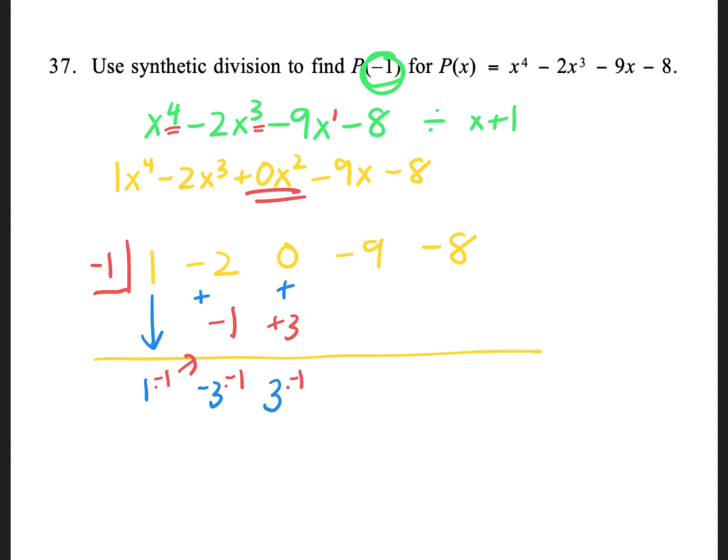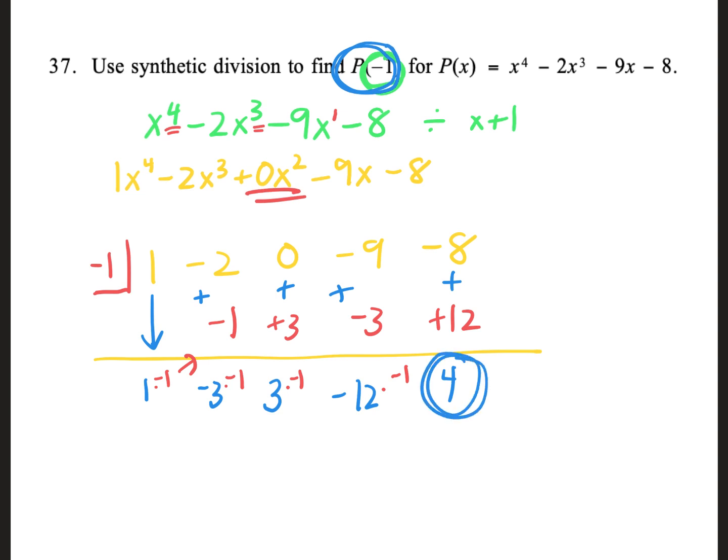Multiply it by negative 1 gives me a negative 3. We will add. Negative 9 plus negative 3 gives me a negative 12. Again, multiply it by negative 1, which gives me a positive 12. Again, we will add. Negative 8 plus 12 gives me 4. And then just rewrite your final answer. Technically, since they're asking for p of negative 1, they're just asking for your remainder. So my final answer for this one, p of negative 1, is going to equal 4.